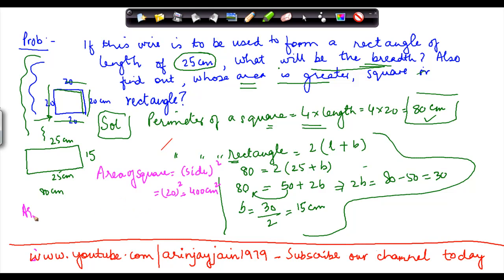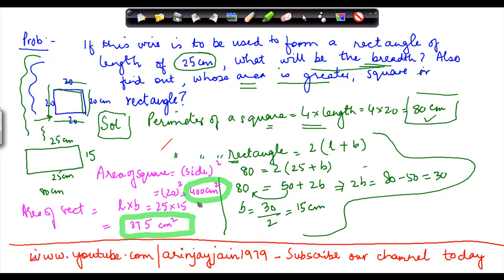Also, the area of a rectangle is equal to the length into breadth is equal to 25 into 15, and this will give me 375 centimeters square. So clearly the area of the square is more than the area of the rectangle, right? So that's how basically you solve problems like this, where you have something on the square and something on the rectangle.